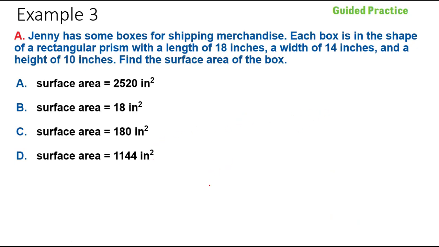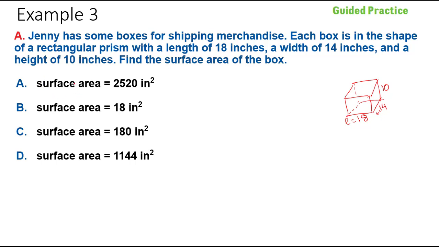Now, we have here, Jenny has some boxes for shipping. Each box is in the shape of a rectangular prism. If I were going to talk about rectangular prism, we just draw a small prism here to know what we are talking about. We have here the length is 18, the width is 14, and the height is 10. This is the length, this is the width, and this is the height.